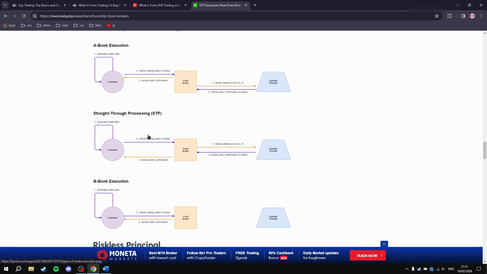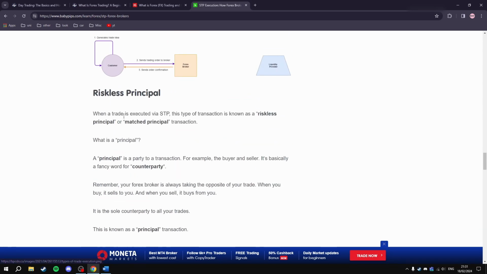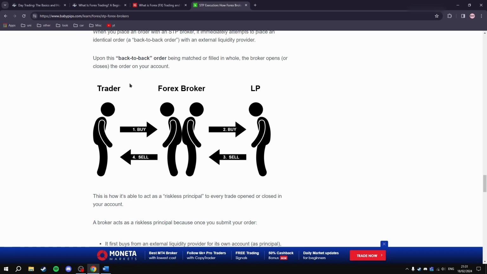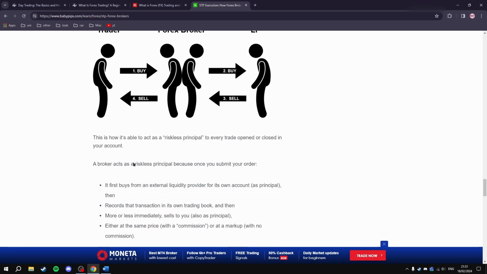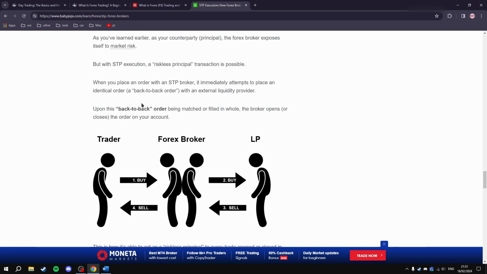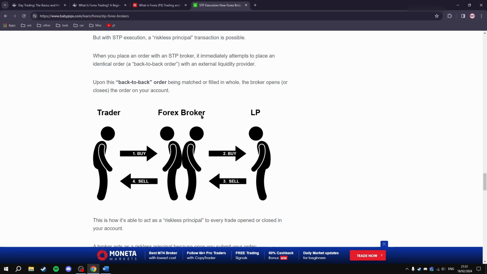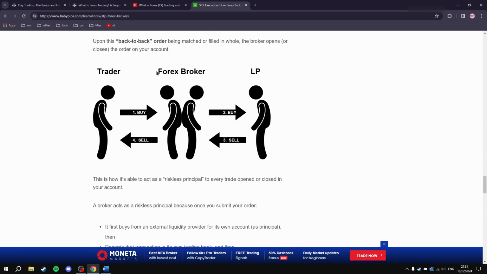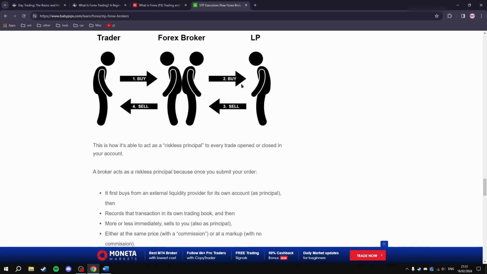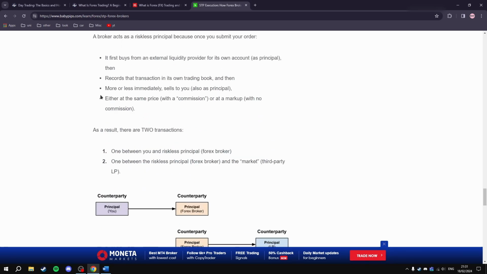So A-book, straight through processing, and B-book execution. Learned about riskless principle. Basically they just make the profit back to back, do a back to back order. So trader buys from the broker, broker buys from the liquidity provider, liquidity provider sells to the broker, and then broker sells back to the trader. So it's like a loop basically. Done this.